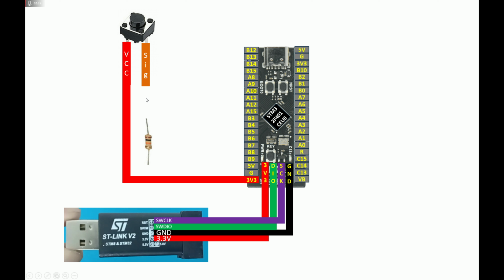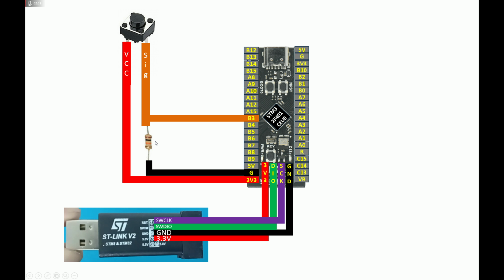Now the signal pin, you connect to one end of this 10K resistor like this. From the same pin, you take out your output. For the output, you can use any available digital input output pin of your STM32. I use B3. And from the other end of this 10K resistor, you send it to the ground.